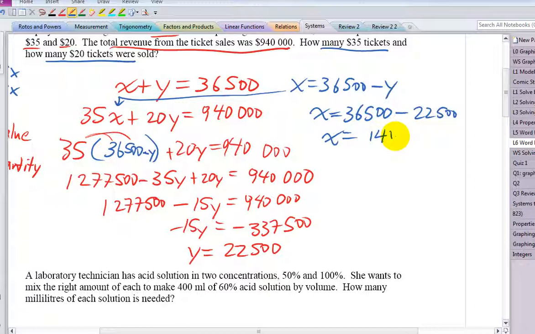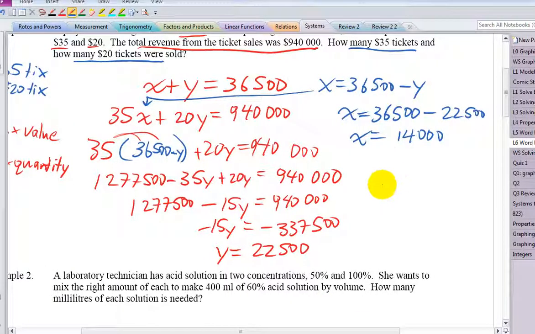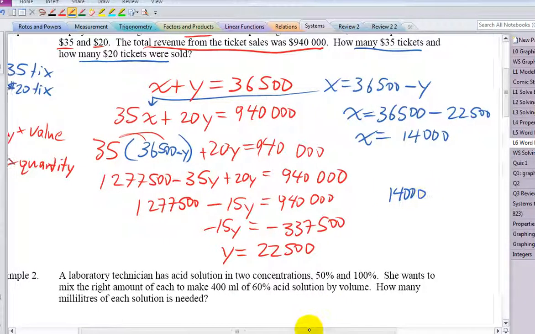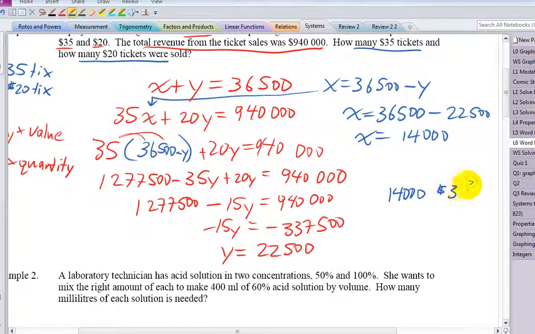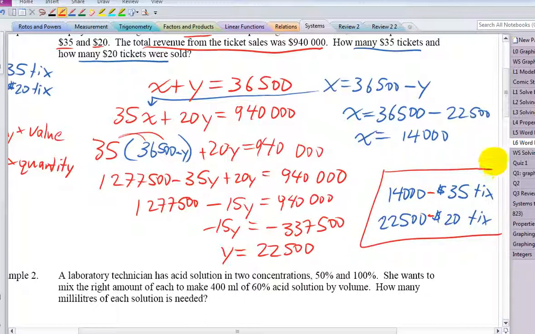So it would be 14,000. So I have to explain what that means. So I'm going to say we had 14,000 $35 tickets, and we had 22,500 $20 tickets. If you want to use a hyphen just to make it make a little bit more sense, you're welcome to, okay? Put it in the box. There you go.